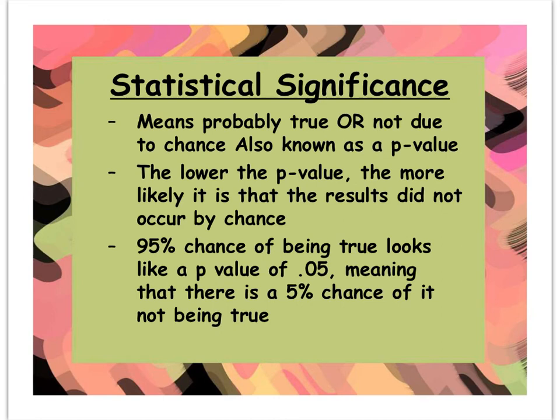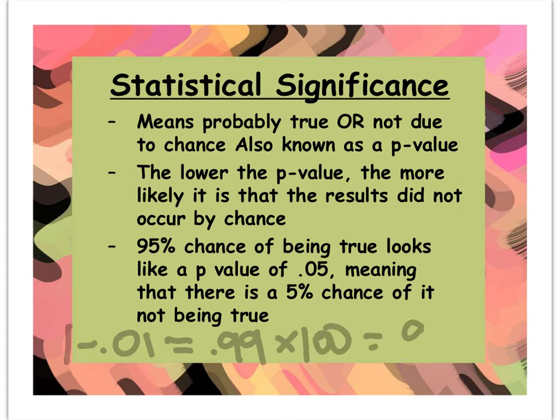So if I take, for example, a p-value of 0.01, let me write that there so we don't forget. Let's say the number I'm working with is 0.01. That means that there is a 99% chance of it being true. What I'm going to do is subtract that 0.01 from 1. So 1 minus 0.01 is going to give me 0.99. I'm going to times it by 100, and I'm going to get a 99% chance of it being true.